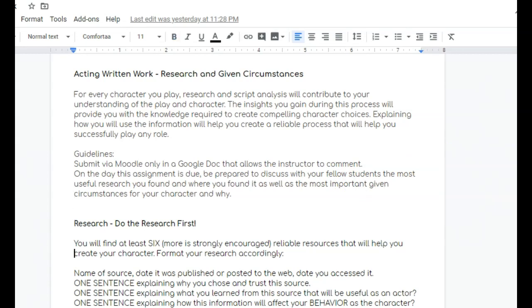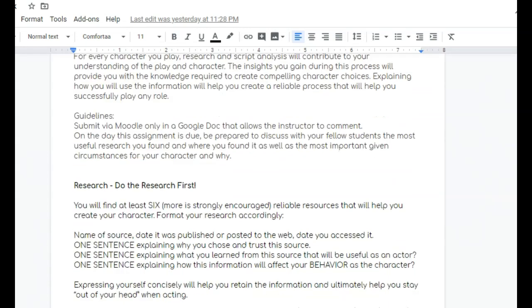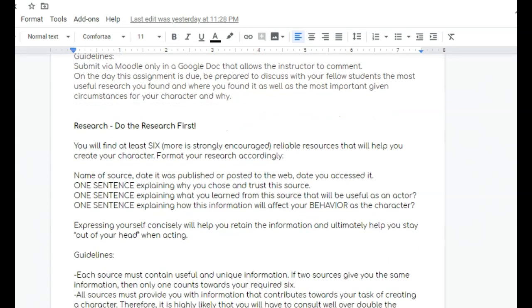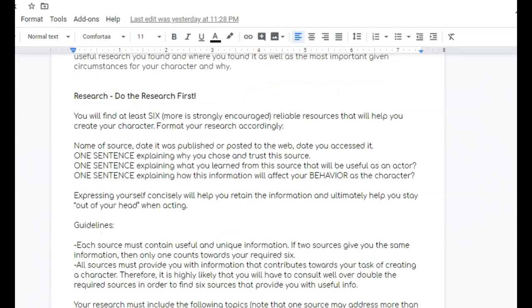Do the research first, and here's how you do the research. You will find 6 sources, at least. I'm fine with you having more. The more, the better. They need to be reliable sources, and they need to be sources that will help you create a character. So you'll find the 6 sources, and you will type it up like this.